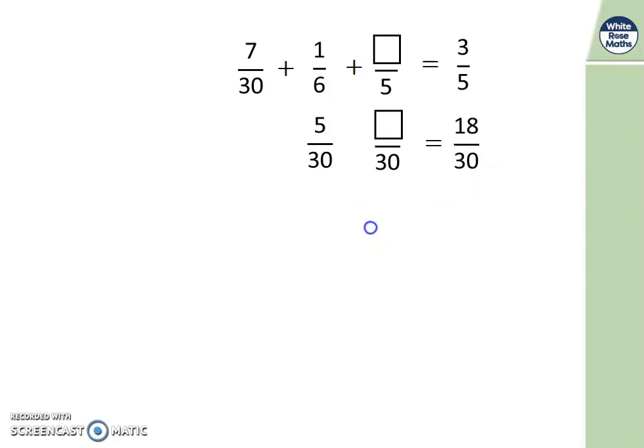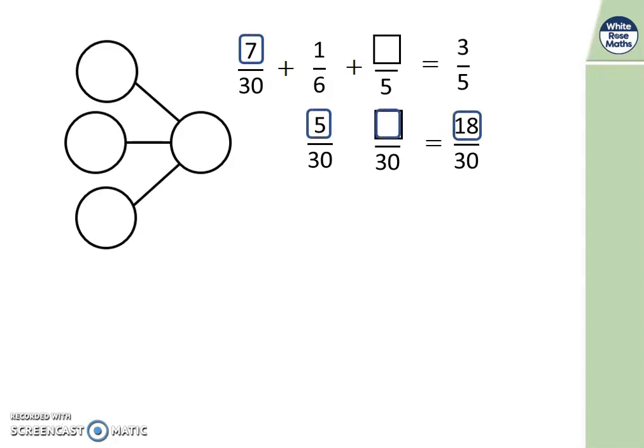Let's apply that in a pothole model. If we think about what we're adding together here, the total amount is 18/30. We have our 7/30. We have 1/6, which is equivalent to 5/30. And we don't know this one. We're going to put that there, like this. Now, do you agree with my answer of 6/30? Why is that correct? 5 add 7 makes 12, and 12 add what makes 18? 6. So it's 6/30. Let's record that there.